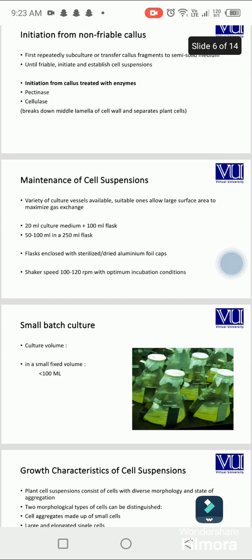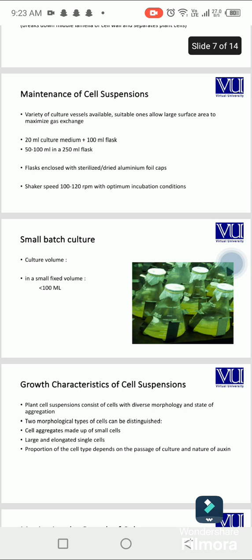Maintenance of cell suspensions. A variety of culture vessels are available. Suitable ones allow a large surface area to maximize gas exchange. 20 ml culture medium in a 100 ml flask, or 50 to 100 ml in a 250 ml flask. Flasks are enclosed with sterilized aluminum foil caps. Shaker speed 100 to 120 rpm with optimum incubation conditions.